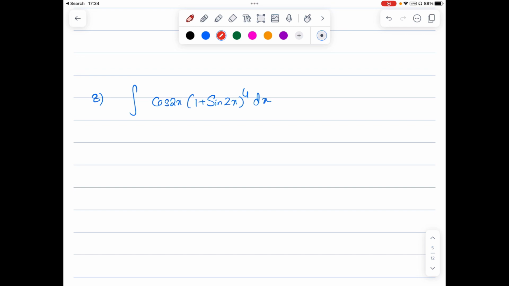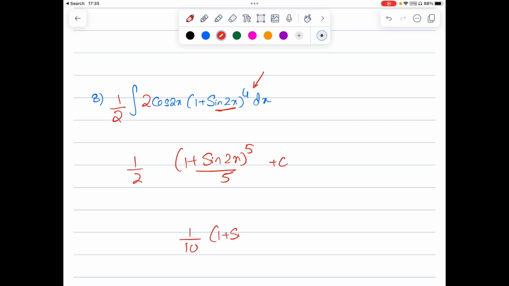Question number 8. Sin 2x derivative is 2 cos 2x. So multiply and divide by 2. What is the power? 4. So it becomes (1 plus sin 2x) whole to the power of 5 upon 5 plus c, which is 1 upon 10 (1 plus sin 2x) whole to the power of 5 plus c.